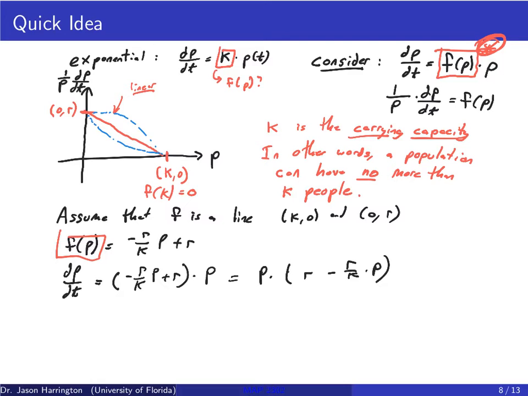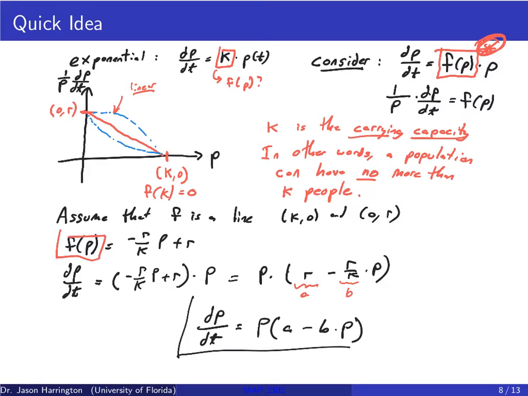And then I'm just going to relabel these. Let's just call this little guy A, and let's just call this little guy B. Then after relabeling, we have dp over dt is equal to p times a minus b times p. And that's what you end up with.